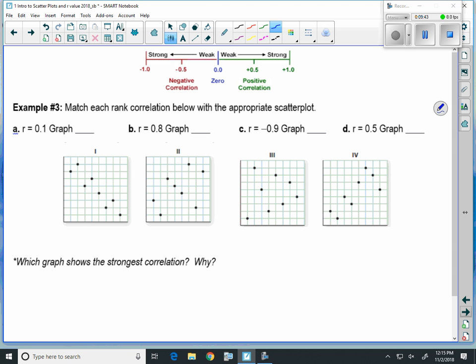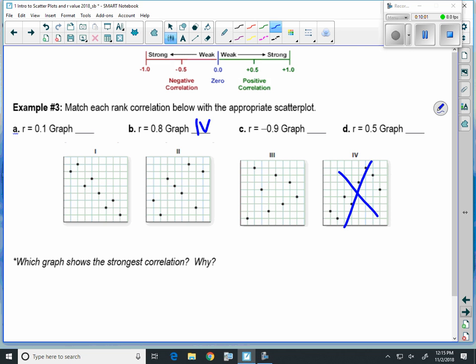0.8, strong or weak? Really close to 1. Is it positive or negative? So positive and strong. Which one's positive and strong? 4. Right there. Yep, number 4. So I'm going to cross that one out. We're going to put number 4 right here.